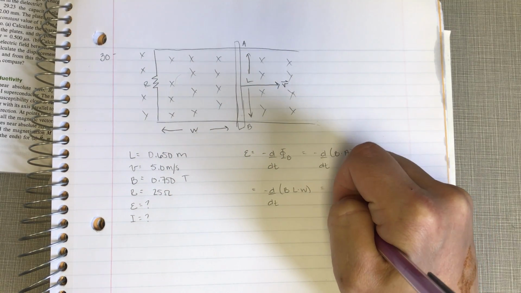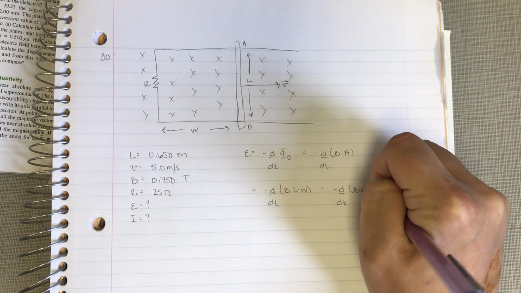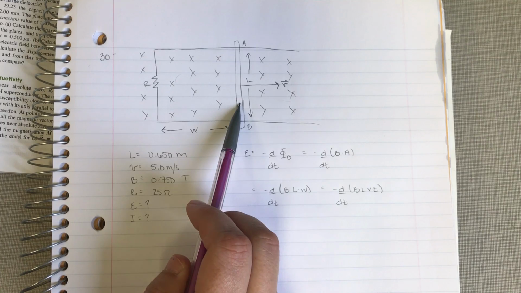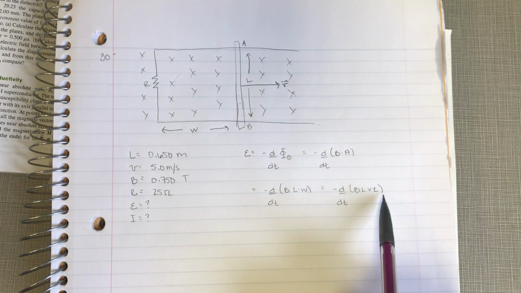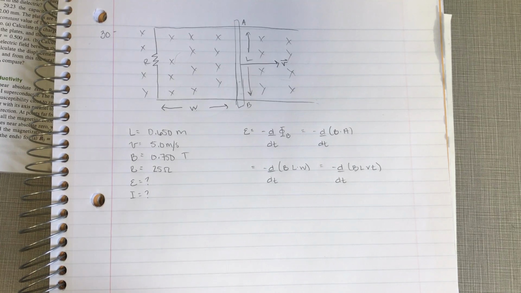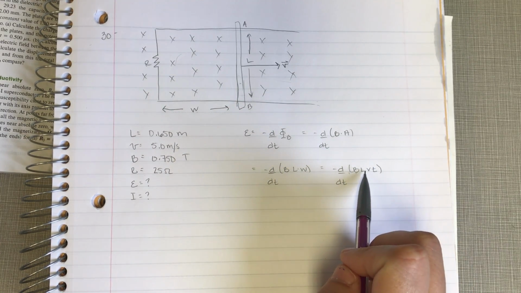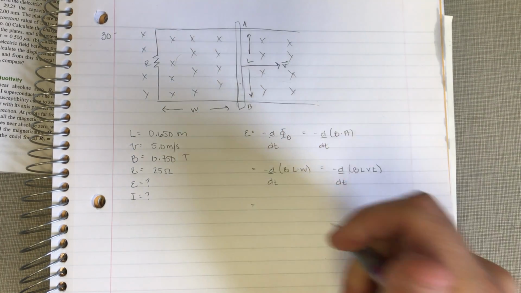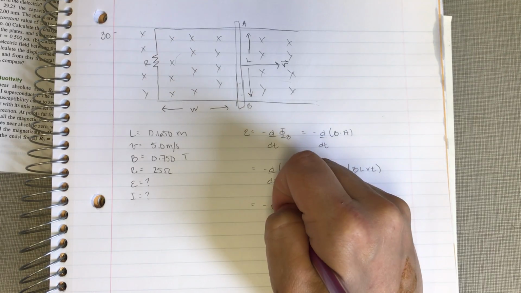So W, we can write as velocity times time, because as we're pulling this along with the speed v, we're increasing the distance according to velocity times time from good old kinematics 1. Alright, so our time derivative: B is constant, L is constant, v is constant. So our time derivative is going to give us minus B L v.